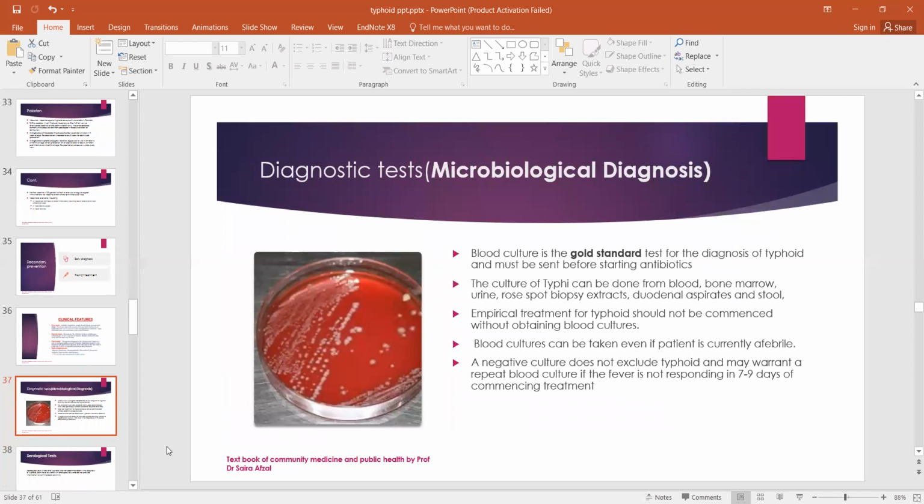Diagnostic test. Blood culture is the gold standard test for the diagnosis of typhoid and must be sent before starting antibiotics. The culture of typhi can be done from blood, bone marrow, urine, rose spot biopsy extract, duodenal aspirates, and stool. Empirical treatment for typhoid should not be commenced without obtaining a blood culture. Blood culture can be taken even if the patient is currently asymptomatic. A negative culture does not exclude typhoid and may warrant a repeated blood culture if the fever is not responding in 7 to 9 days of commencing treatment.